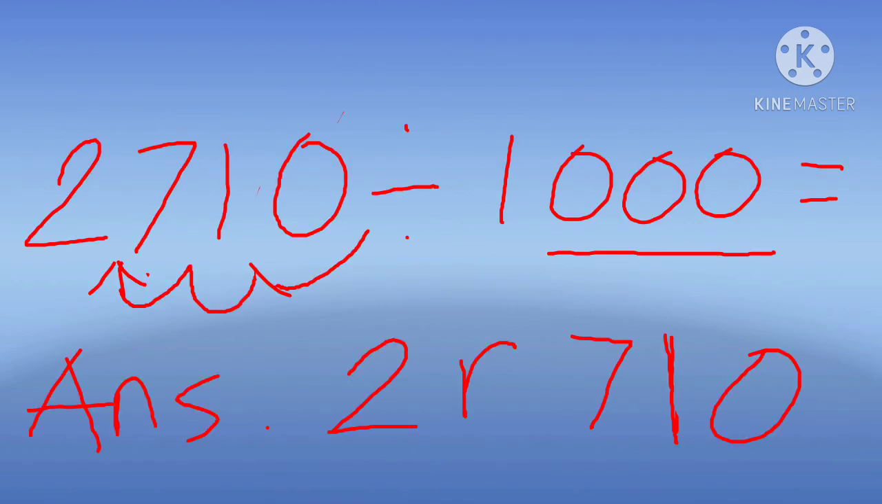Next, we have 2,710 divided by 1,000. 1,000 has 3 zeros, so we will move 3 places from right to left of our dividend, and arrowhead will fall between 2 and 7. And at the left is 2, that will be the quotient. At the right of your arrowhead is 710, and that will be the remainder.